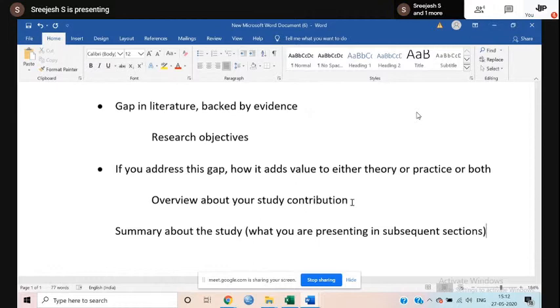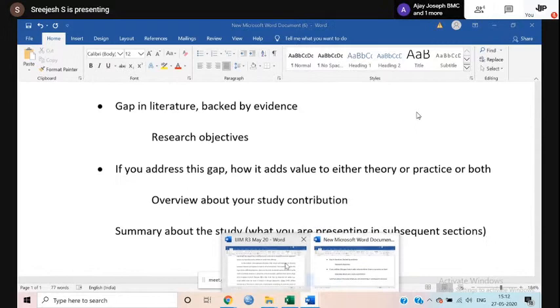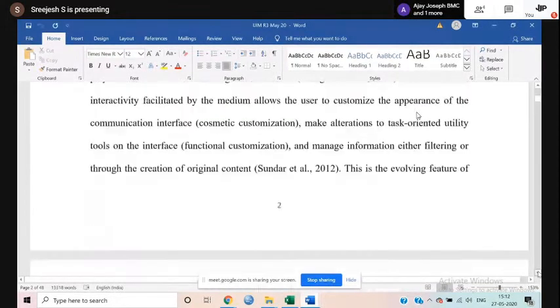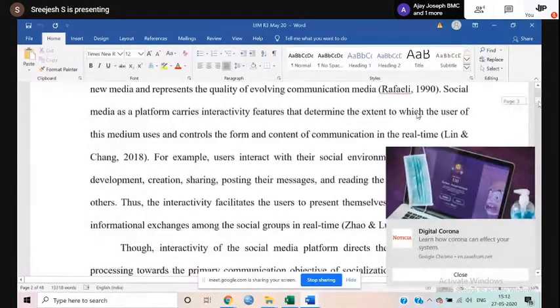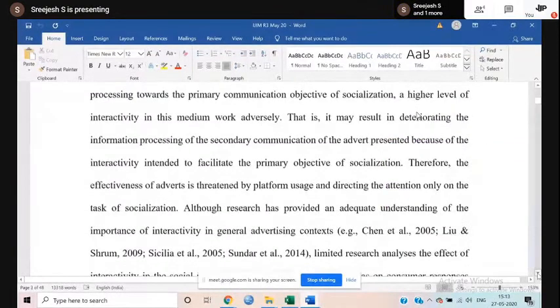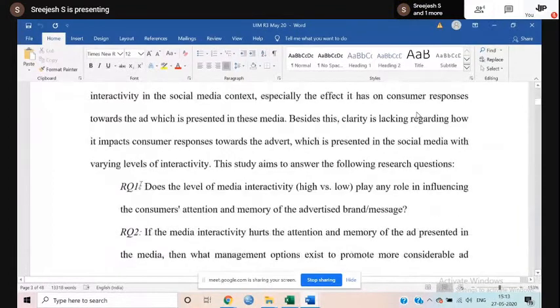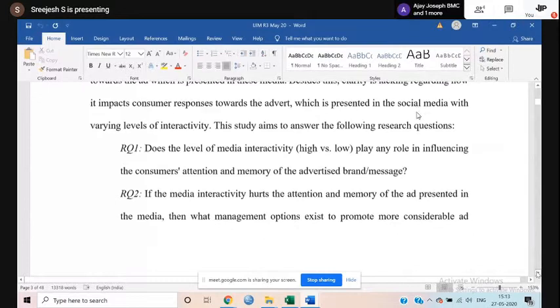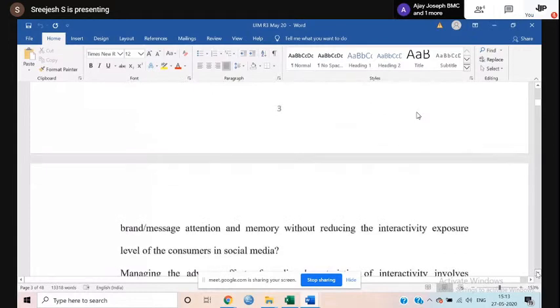Some people do it differently. If we look at my paper, you can see that there is no separate presentation of objectives. Rather, I presented them as research questions. After presenting the gap, instead of research objectives, I stated that the study aims to answer the following research questions.